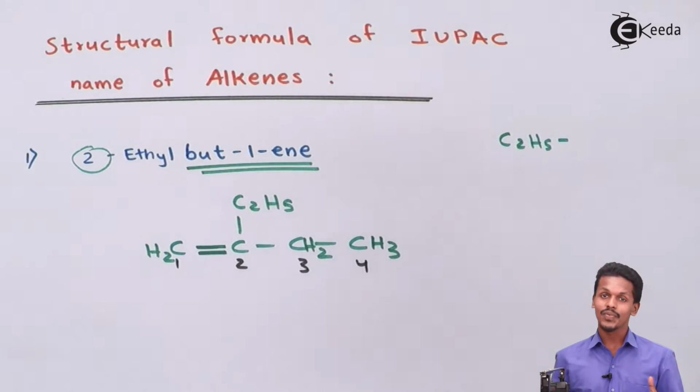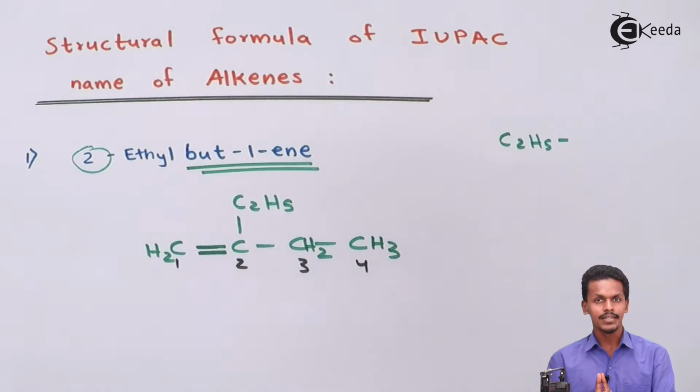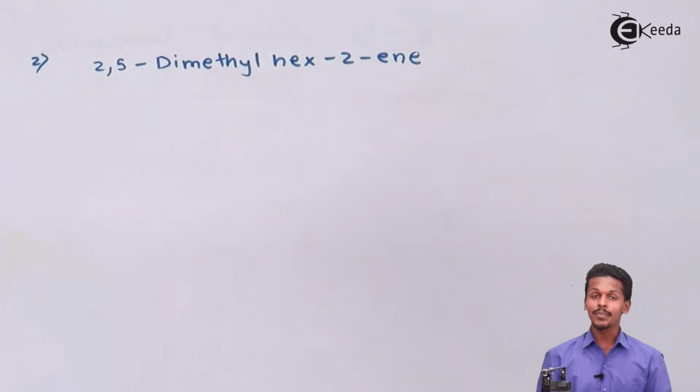In this case also, we have learned about the IUPAC rules. In every example, we'll try to discuss the IUPAC rules, as well as draw the structure of the IUPAC name that has been provided to us of an alkene. So this was the first example. Let us try out the second one. This is the second example of which we are going to draw the structural formula.